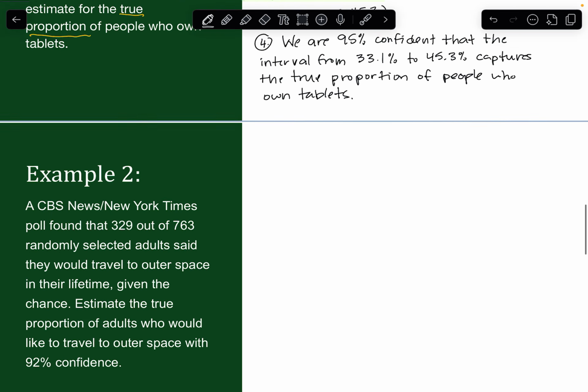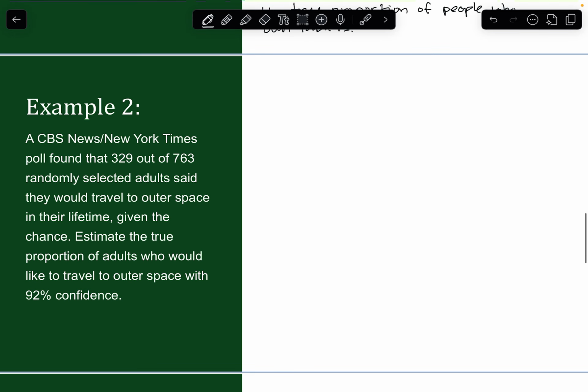So our next one says a CBS News New York Times poll found that 329 out of 763 randomly selected adults said they would travel to outer space in their lifetime given the chance. Estimate the true proportion of adults who would like to travel to outer space with 92% confidence.